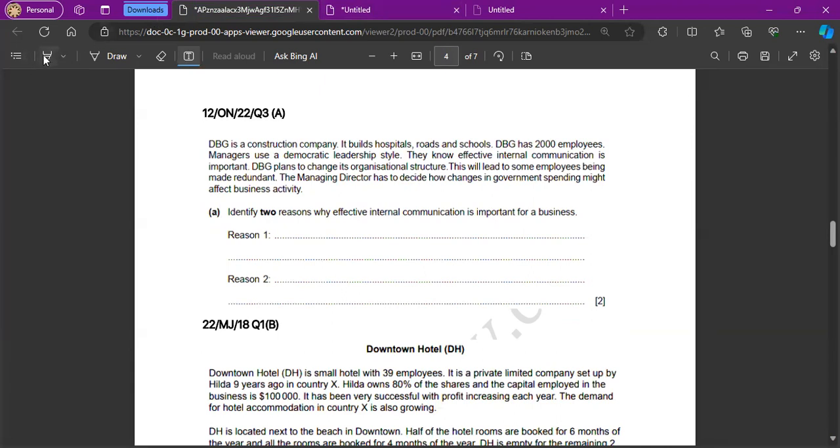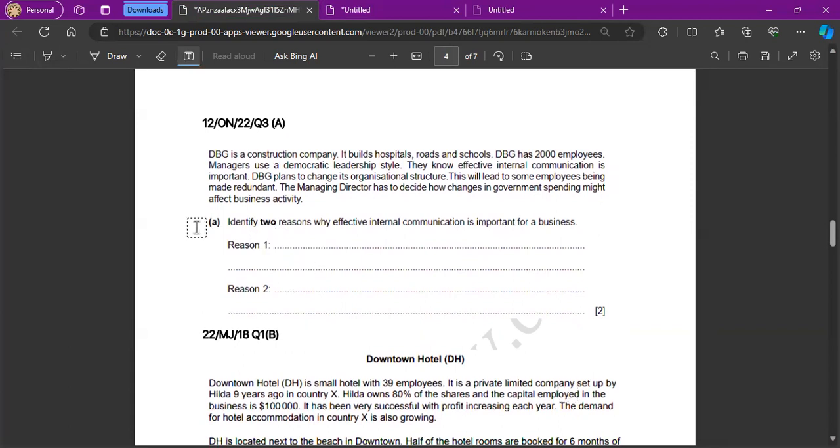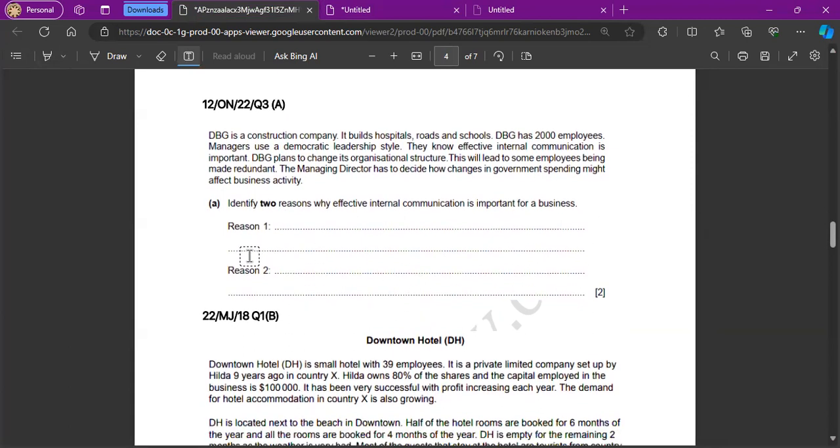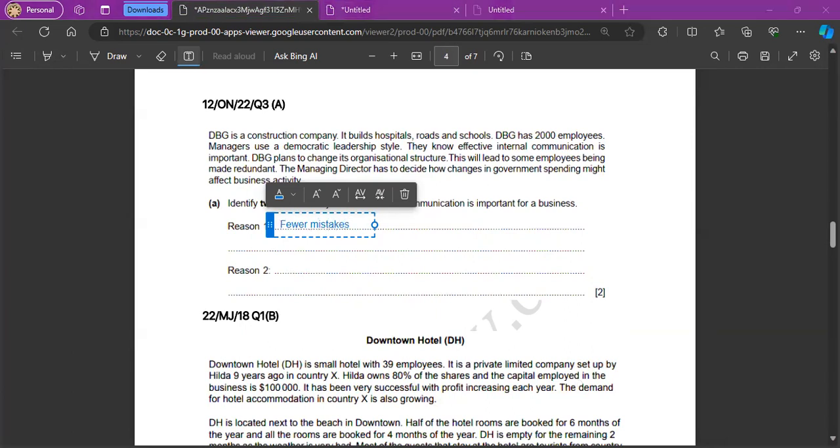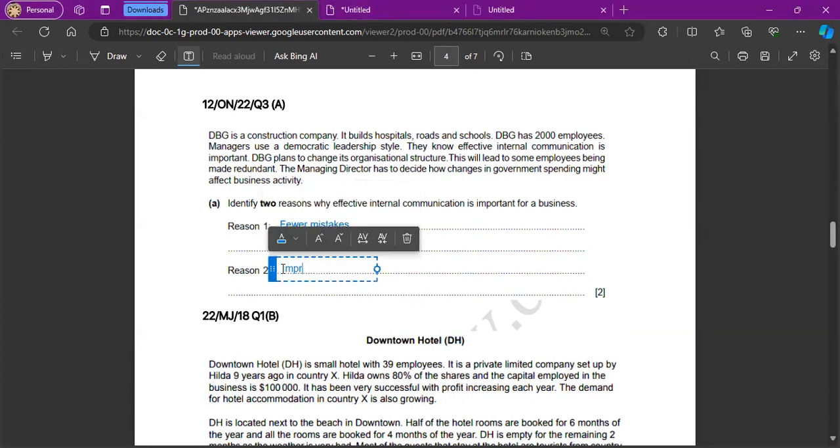DBG is a construction company. I don't think we have to read this actually. The question is just part A, so no application is required. Identify two reasons why effective internal communication is important for a business. Communication is very important because that's how you make sure fewer mistakes happen. And if we effectively communicate, it means everyone will be happy, everything will go smoothly. So it improves productivity as well.